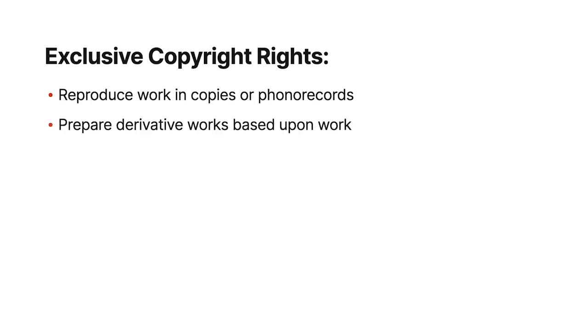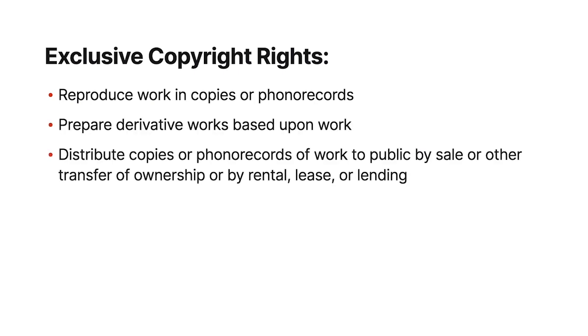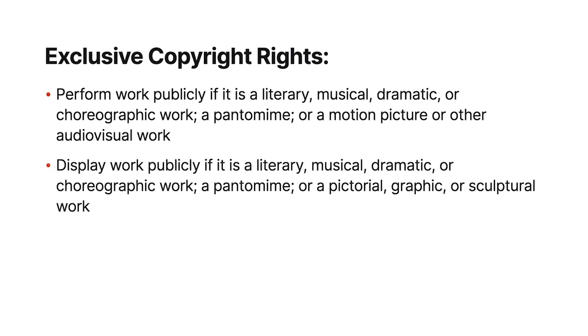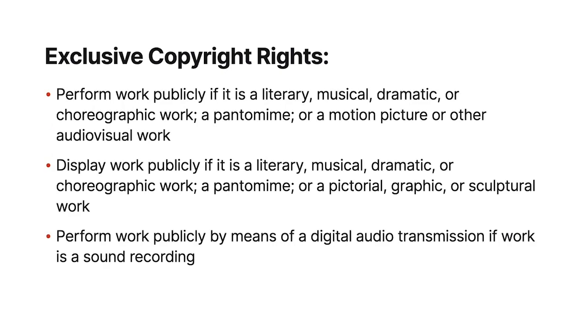So the copyright law provides a copyright holder certain exclusive rights depending on the type of copyright involved. These exclusive rights include the right to reproduce the work in copies or phonorecords, the right to prepare derivative works based upon the work, the right to distribute copies or phonorecords of the work to the public by sale or other transfer of ownership, or by rental, lease, or lending. You can also have the right to perform the work publicly if it's a literary, musical, dramatic, or choreographic work, a pantomime, or a motion picture or other audiovisual work.